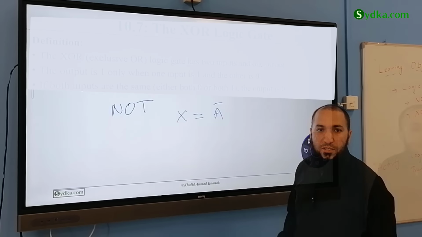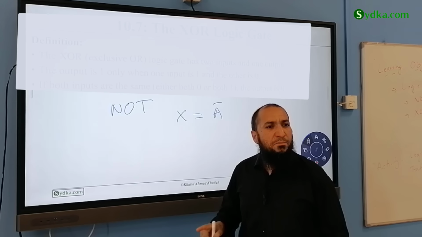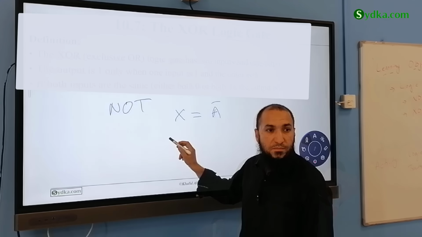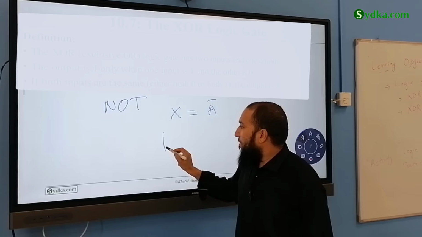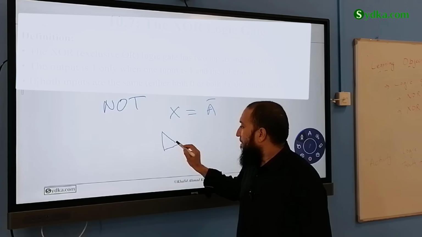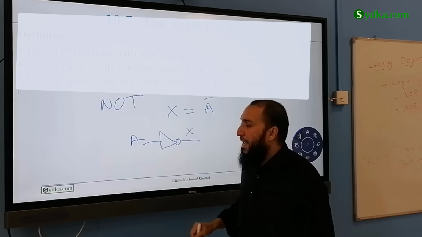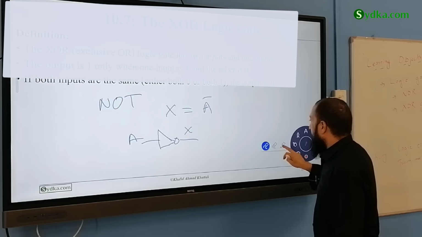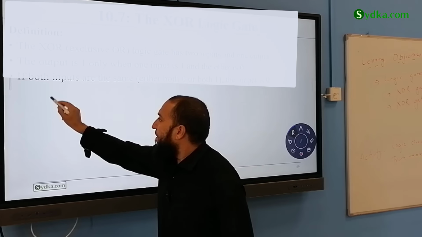Good. Okay, next. What is the symbol for a NOT gate? A NOT gate. Yes. A and X. Next. Yes, it's called the symbol of the gate. Yes, symbol.